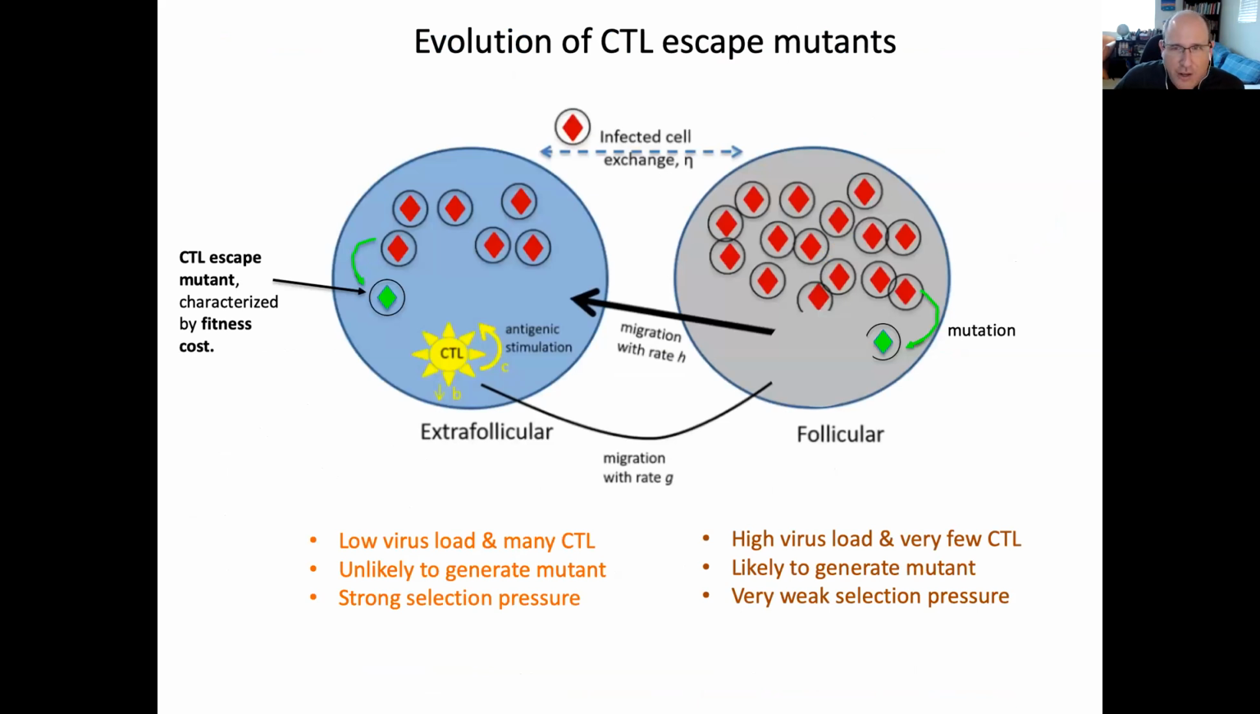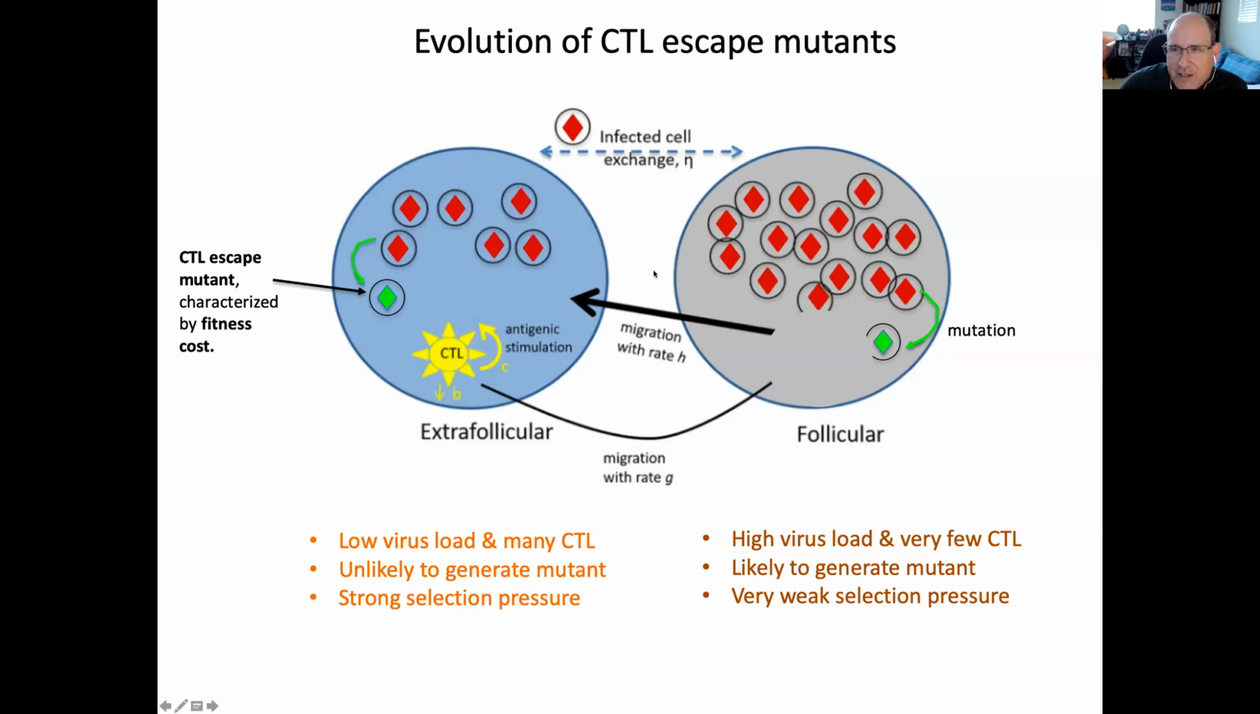So let's move on to evolution of escape mutants, because there's interesting stuff that just happens here, if you look at this whole structure. So how do CTL escape mutants evolve? They get generated by point mutations, essentially. The mutation rate is on the order of 2 × 10⁻⁵ per base per generation, which is a high mutation rate compared to what happens in humans.